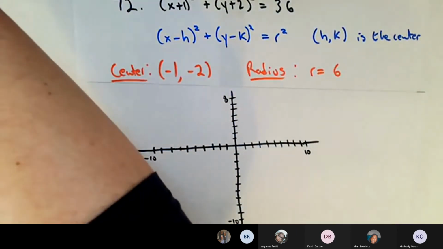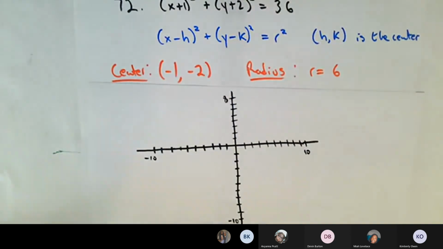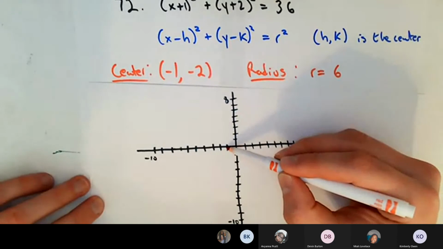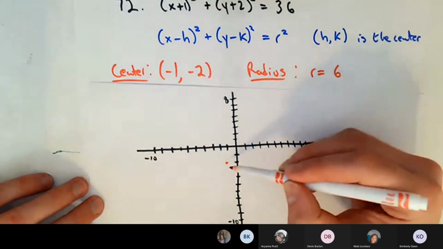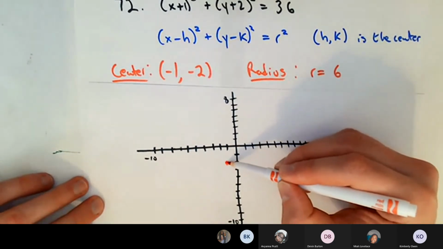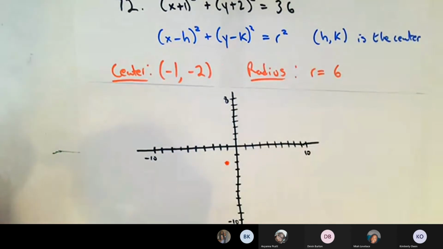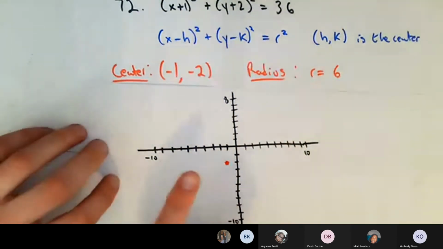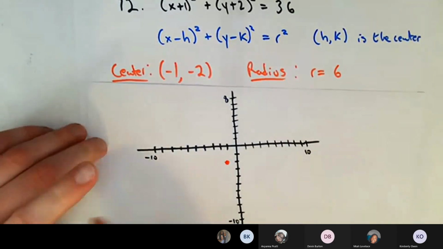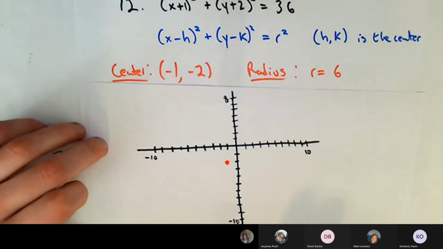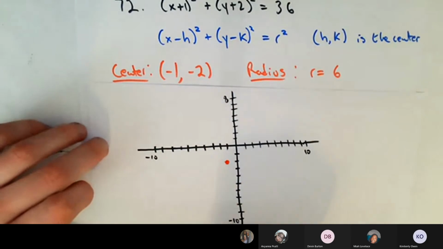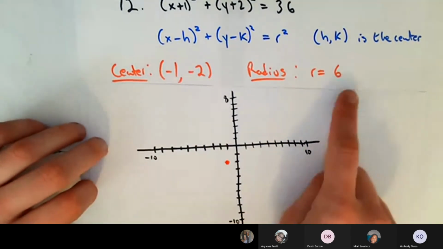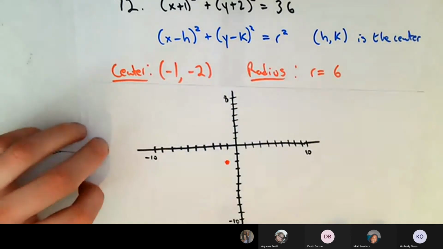All right, so my center is at -1, -2. So I'm finding that point, -1, right there, -2. So there's my center. Now, how do I find those other points that help me draw this? Well, remember, you take that radius and you go straight up, straight down, straight right, and straight left. You find 4 more points, up, down, left, and right, by adding 6 or subtracting 6 to the x or y values.